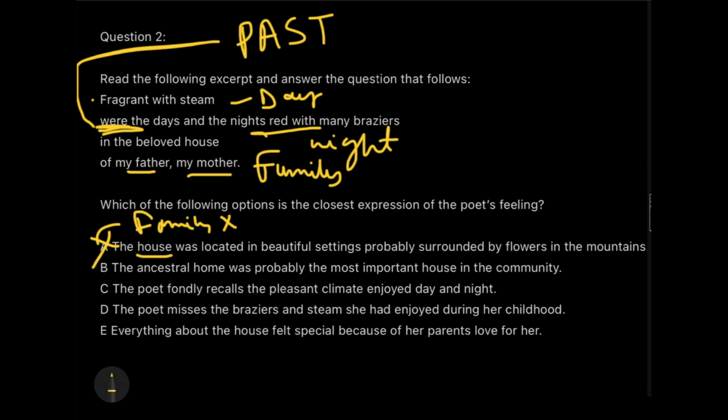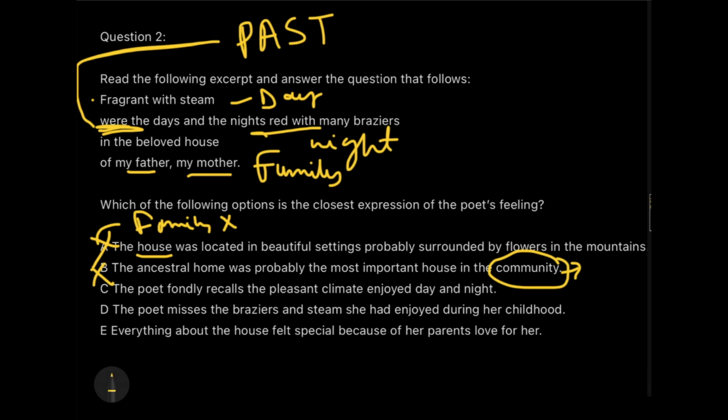The ancestral home was probably the most important house in the community. All right, again, half the way correct. The moment I saw ancestral home, and being important was fine. But being important in the community is not what the poet feels. The poet is coming across with his own feelings and expressions and love for his parents and for his ancestral home, of course. But again, the point which is missing is the part of his feelings.